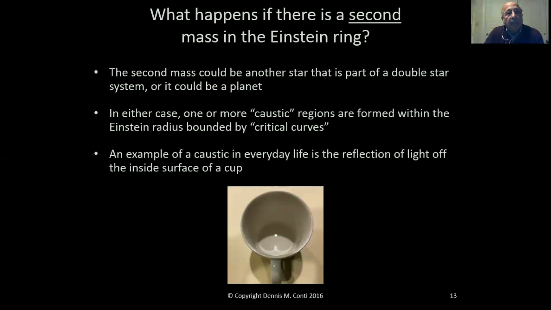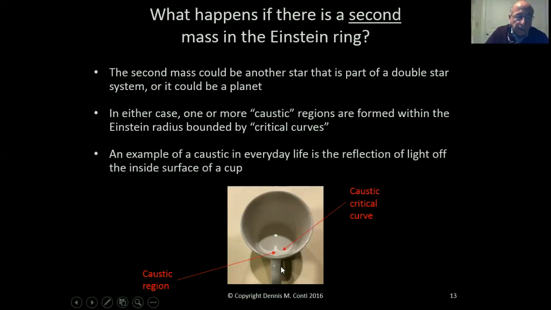Okay, so again, here we have a caustic region and the caustic critical curve in this little example of a light. By the way, just for you telescope folks, you've heard the term spherical aberration. What you're seeing here in this cup example is spherical aberration. Namely, parallel light rays hitting a curved circle produce this pattern in the middle. If this were a parabola and parallel light rays were hitting it, it would converge to a focus point.